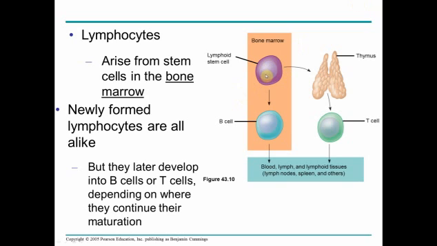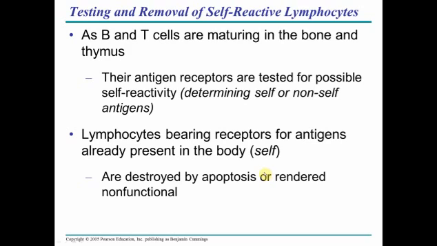They're also made in your bone marrow, your red marrow within your body. If these cells mature in the bone marrow, then they become B cells. If they mature in the thymus, this is a gland, an organ that sits right on top of your heart, then they become T cells. Notice T for thymus or B for bone marrow.